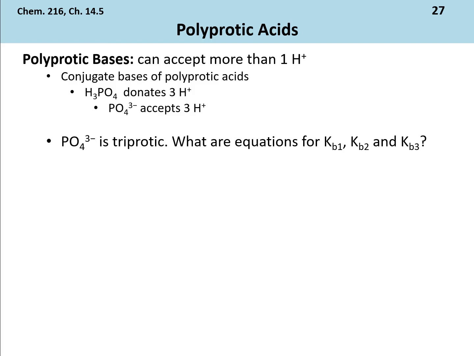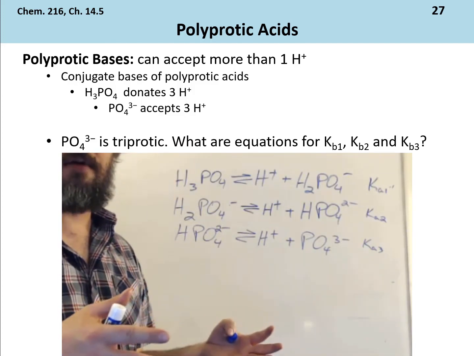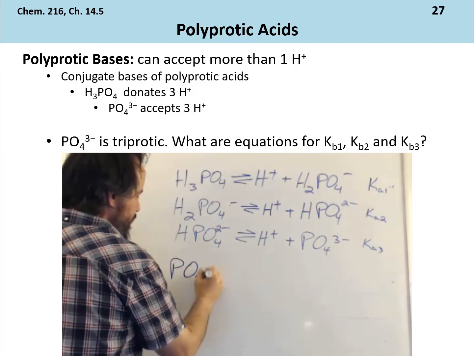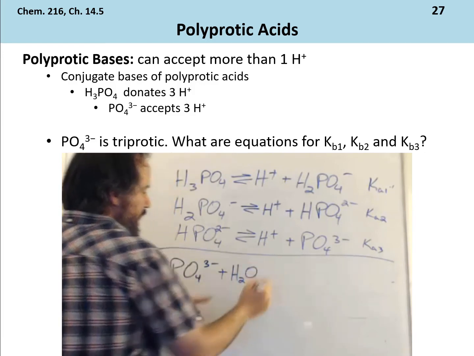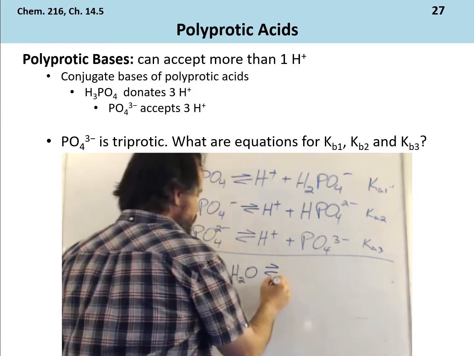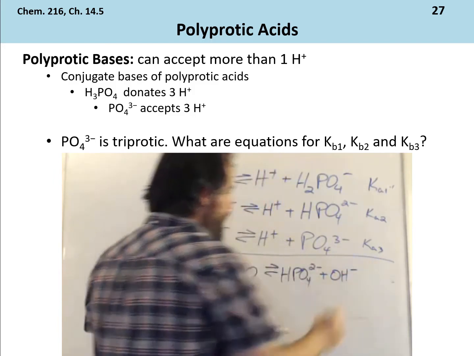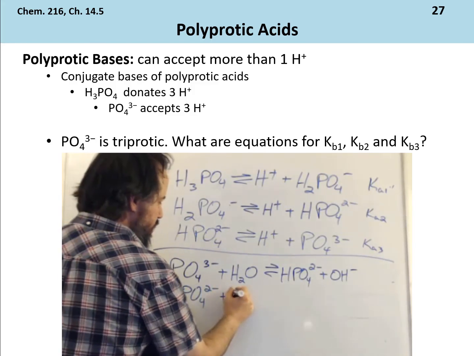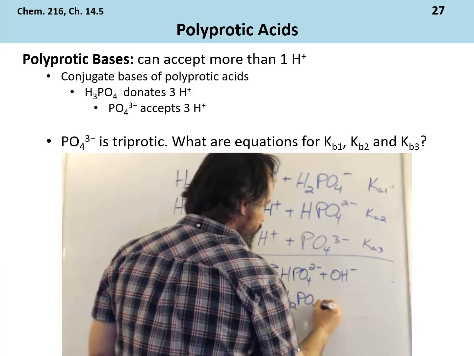So polyprotic acids donate more than one H+. Polyprotic bases accept more than one. So if I have PO4 3 minus, it can accept a hydrogen. It accepts it from H2O to form HPO4 2 minus. That's going to leave behind OH minus. Then that HPO4 2 minus can take another H plus to form H2PO4 minus.